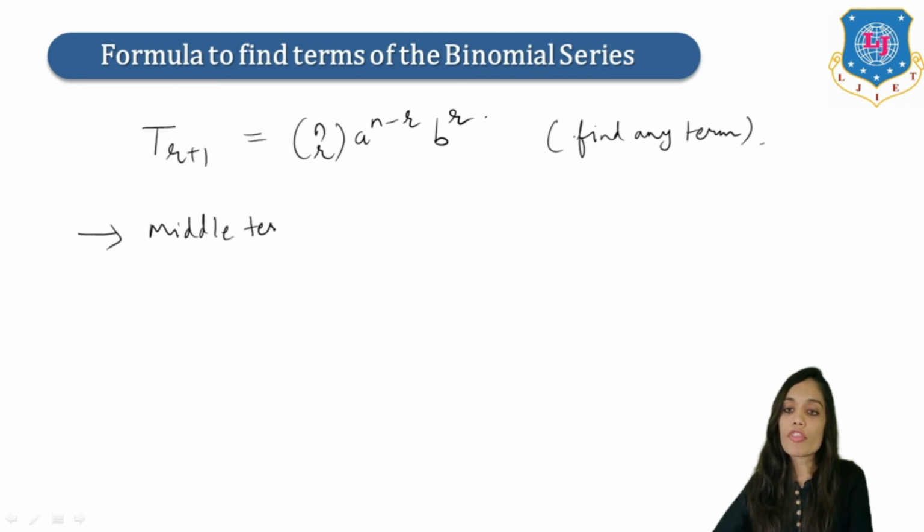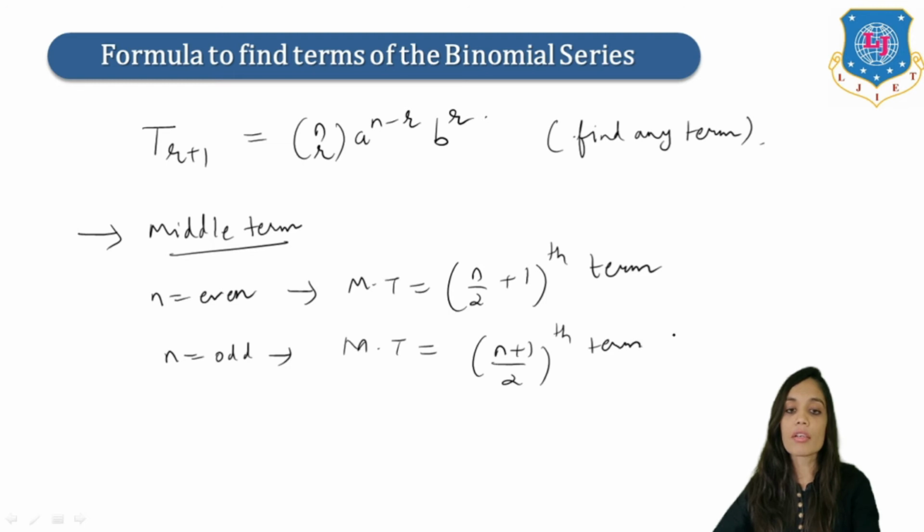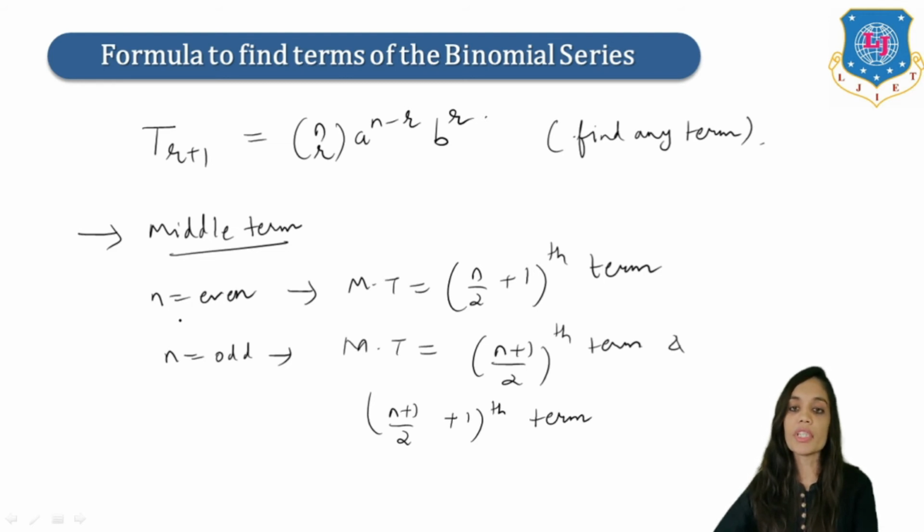So, if we have n as an even number, then our middle term will be the (n/2 + 1)th term. We'll study this in one example. And if n is odd, then the middle terms will be the ((n+1)/2)th term and the ((n+1)/2 + 1)th term. So we have to find these terms in order to find the middle term.